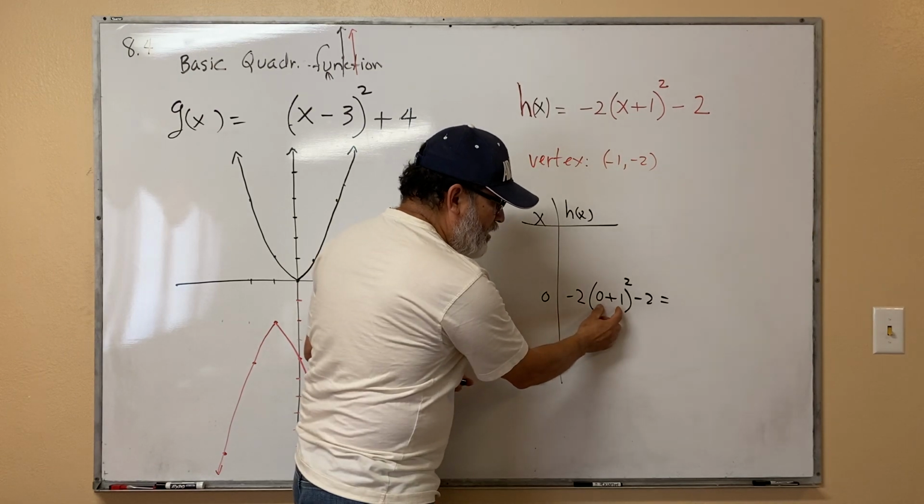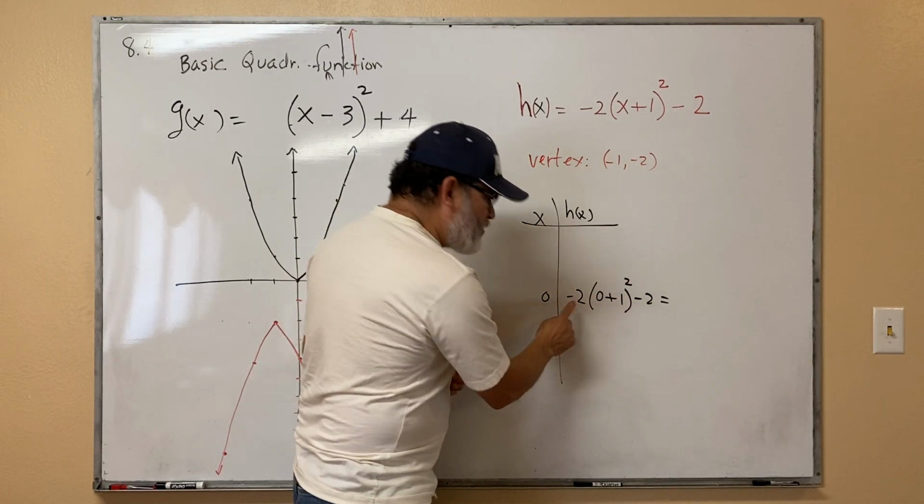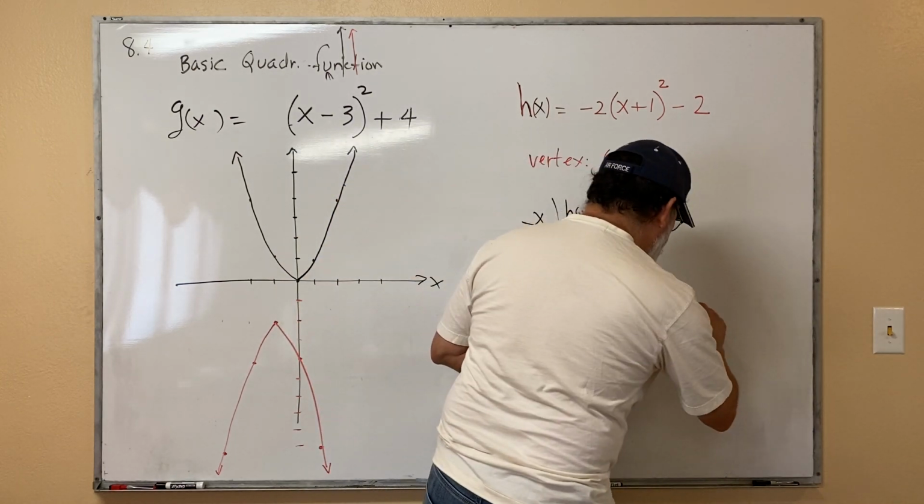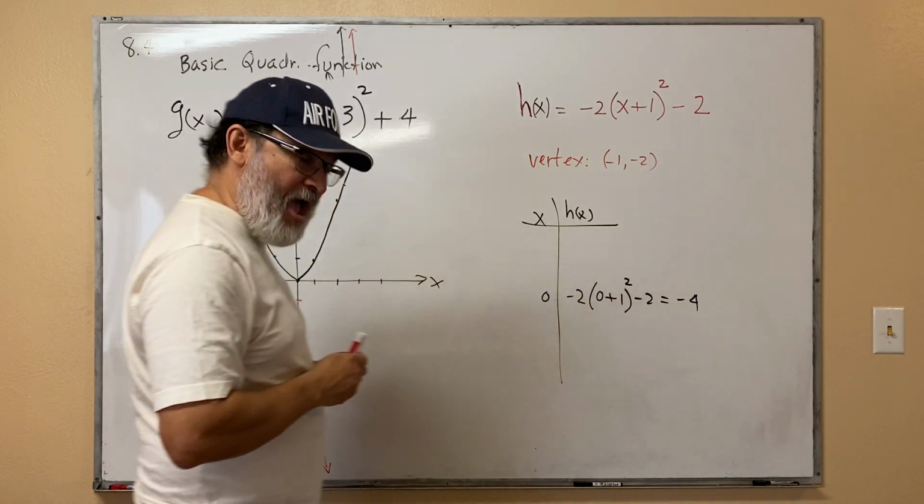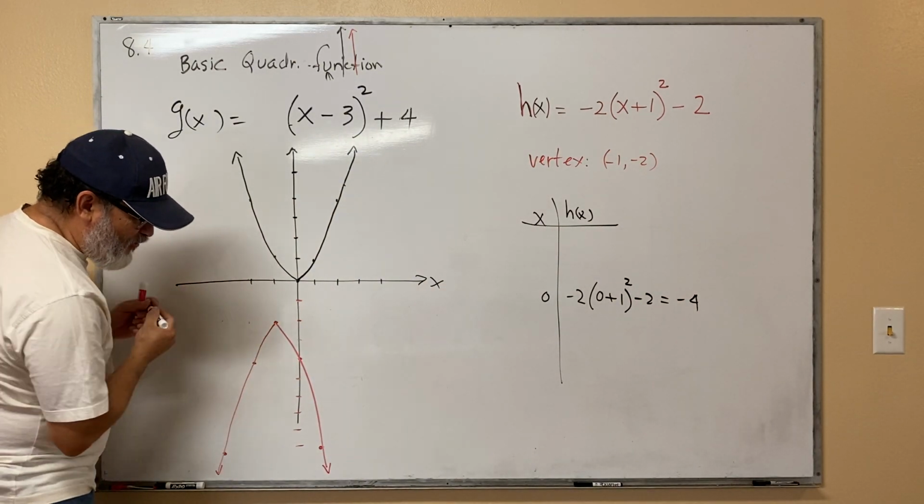This is 1. What's 1 squared? 1. What's 1 times -2? -2. What's -2 minus 2? -4. Hey, x is 0, we get -4 right there.